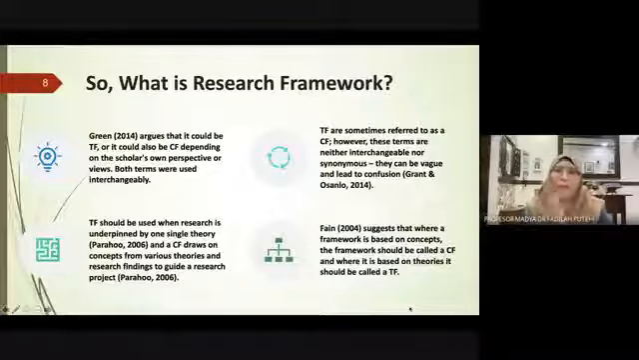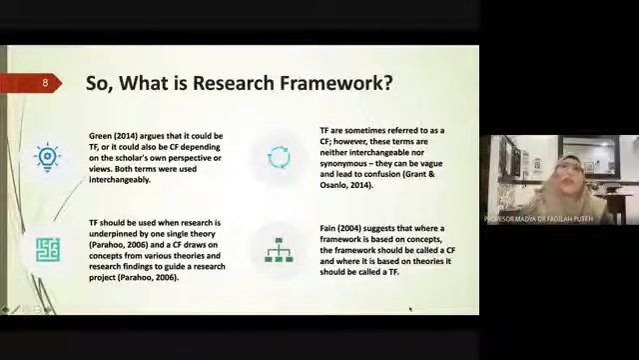Now, I'm sharing with you several scholars that argue on this. So I repeat again, Green in 2014 said that it depends on the researcher whether to use a theoretical framework or a conceptual framework. But he further noted that both terms were used interchangeably.